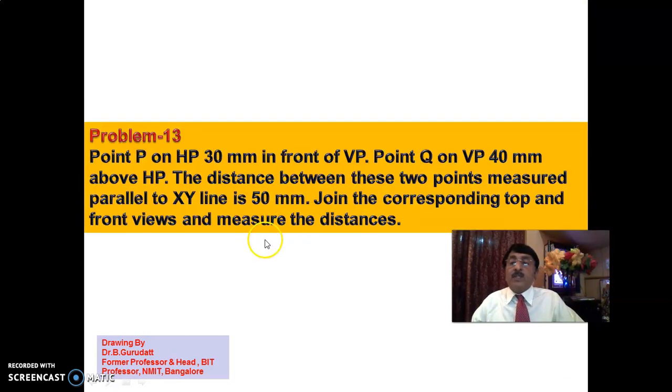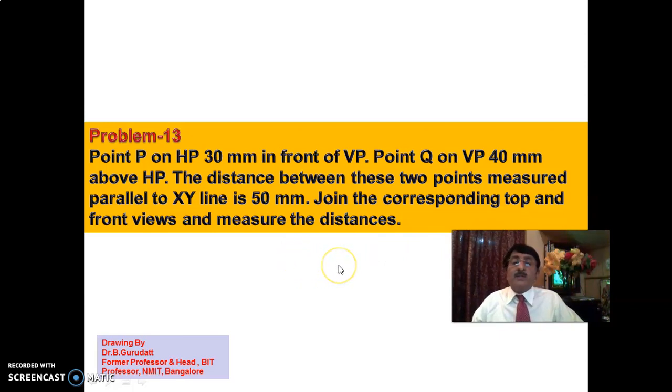See here, now there is one more problem, problem 13. Point P is on HP, 30 mm in front of VP. Point Q is on VP, 40 mm above HP. The distance between these 2 points measured parallel to the XY line is 50 mm. Join the corresponding top views and front views and measure the distances. It's a comparatively simple problem.